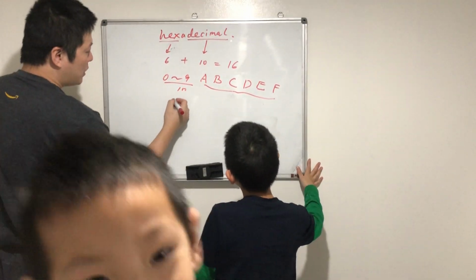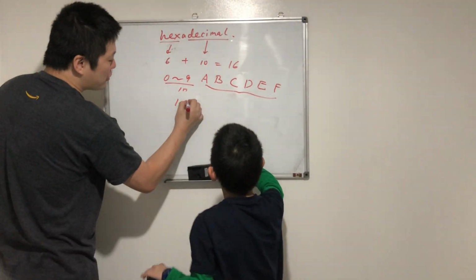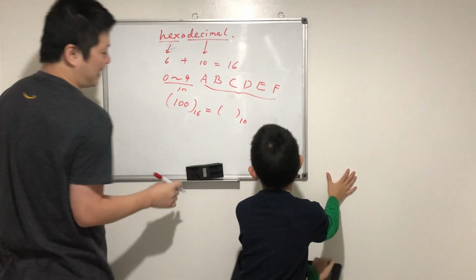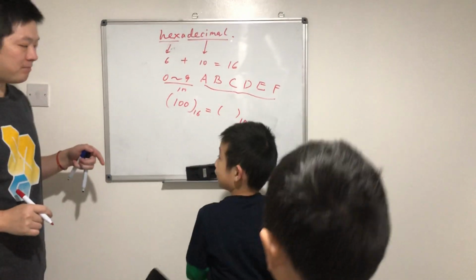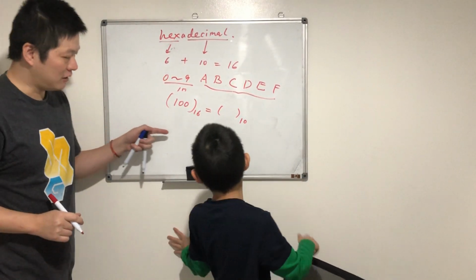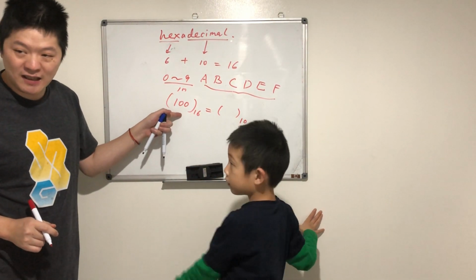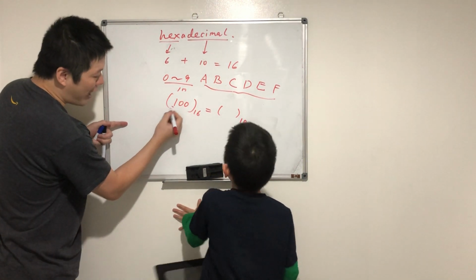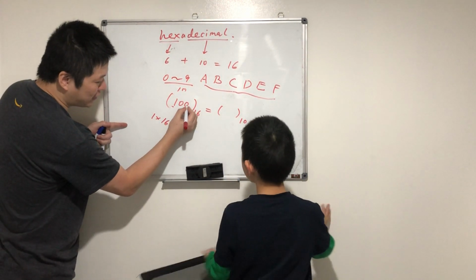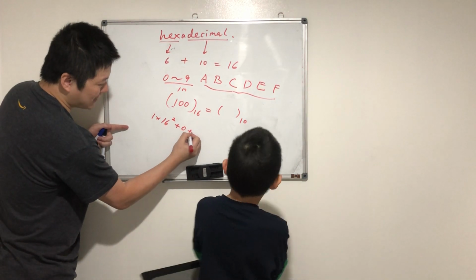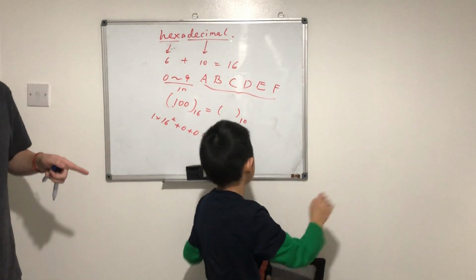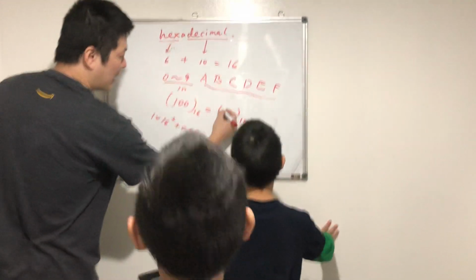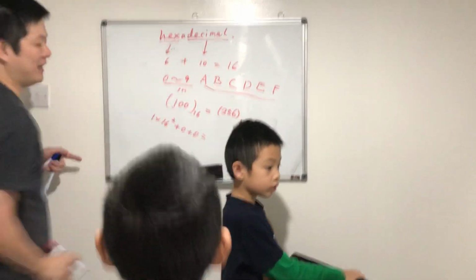How about 100 in hexadecimal, how many is that in decimal? In decimal, this hexadecimal is what? Remember how 1 times 16 squared plus 0 plus 0. So what's this? 256. Yes, well done.